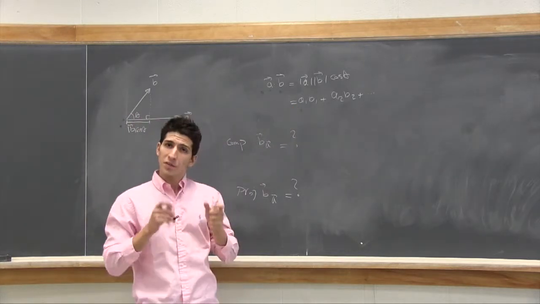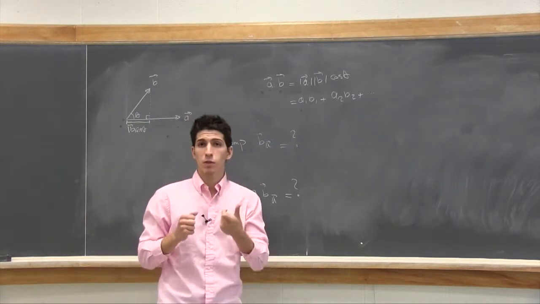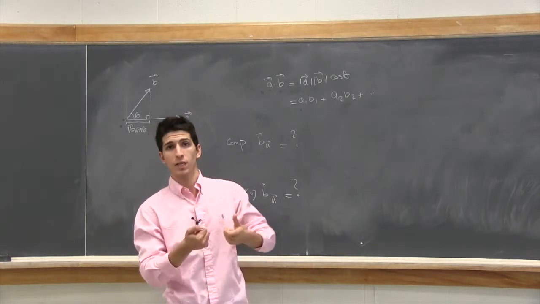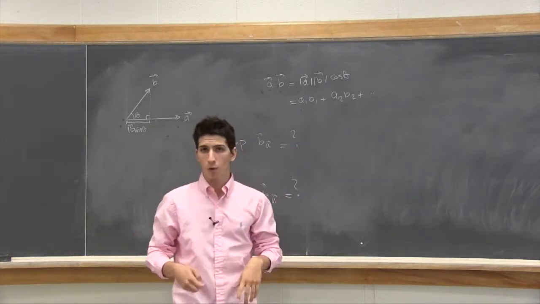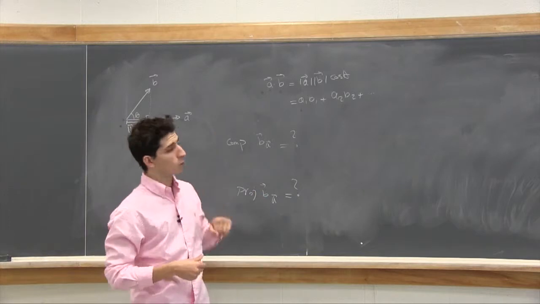So it says the dot product of A and B is just the first component of A times the first component of B plus the second component of A times the second component of B, and so on and so forth. Not that interesting. The second one is a little more interesting.